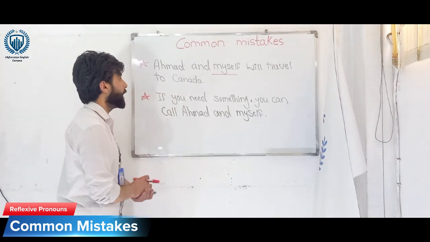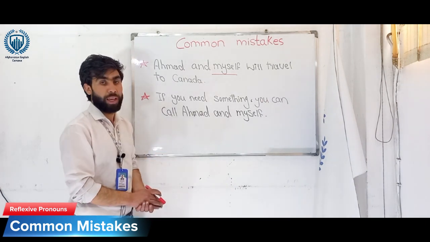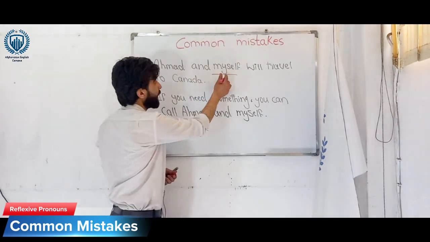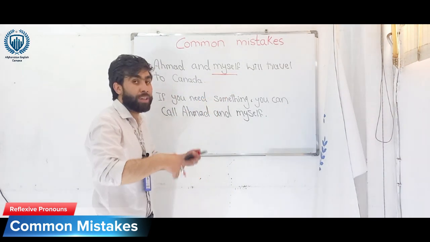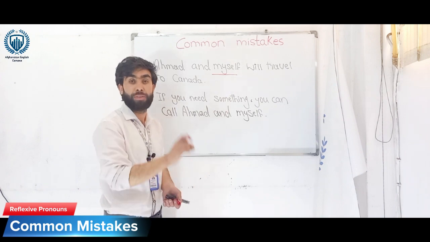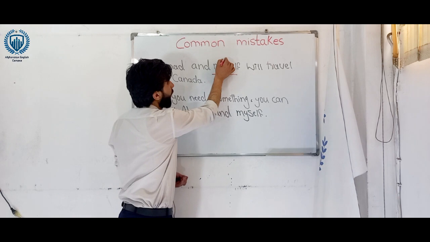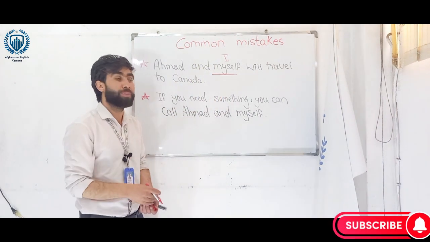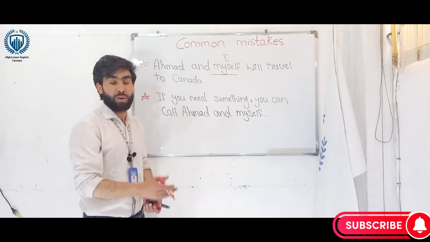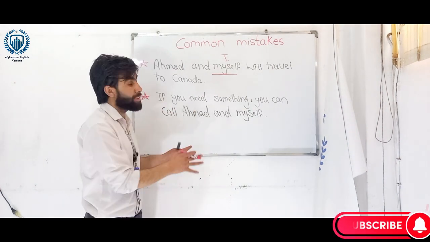The first sentence, Ahmad and myself will travel to Canada. And here we have a mistake. This one is the myself. In this sentence, we cannot use myself as a reflexive pronoun. And here, I should use I. Ahmad and I will travel to Canada. Ahmad و ما will travel خواهد سفر کنیم to Canada. Now the sentence is correct.